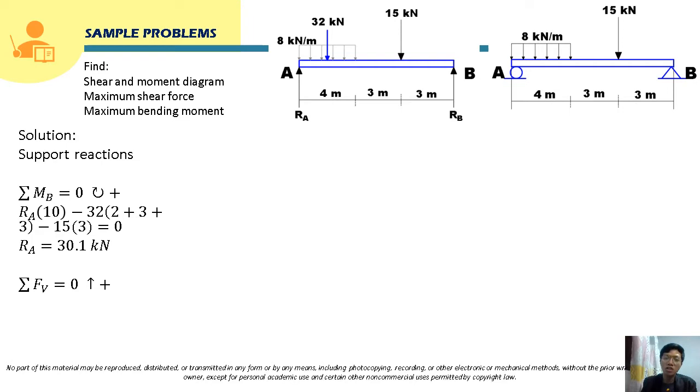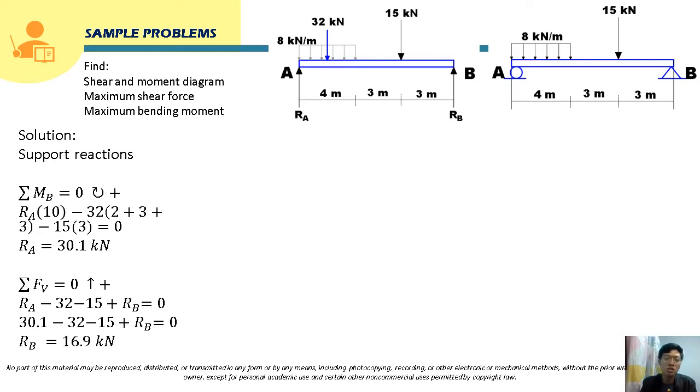So our assumption here is positive for upward forces. So this will be R sub A minus 32 minus 15 plus R sub B is equal to 0. So we just substitute the value of R sub A that we already solved. So this will become 30.1 minus 32 minus 15 plus R sub B is equal to 0. So solving for R sub B, this is equal to 16.9 kilonewton.